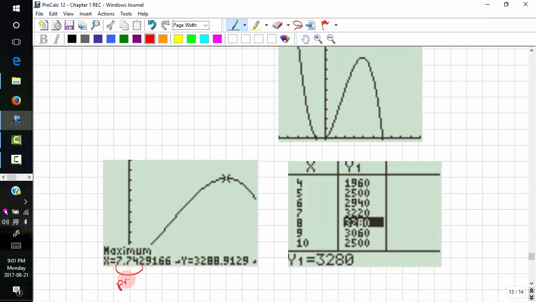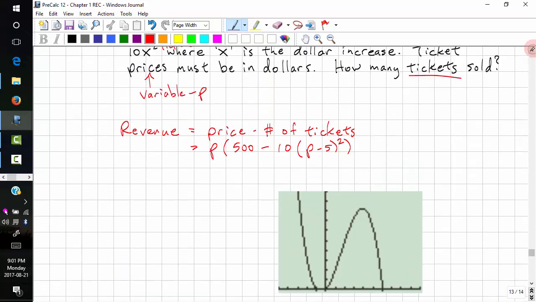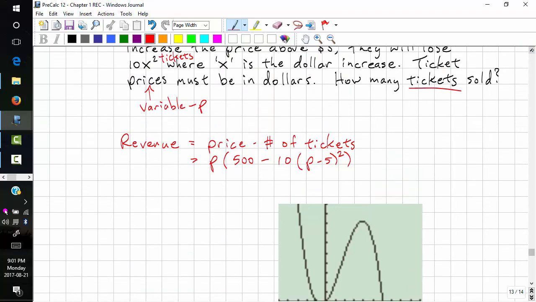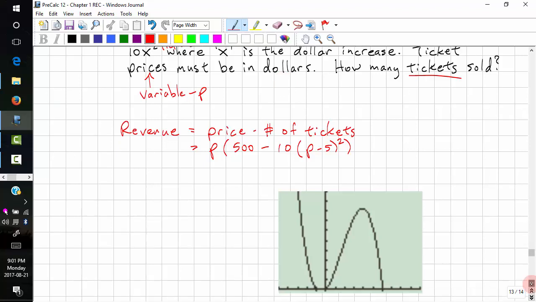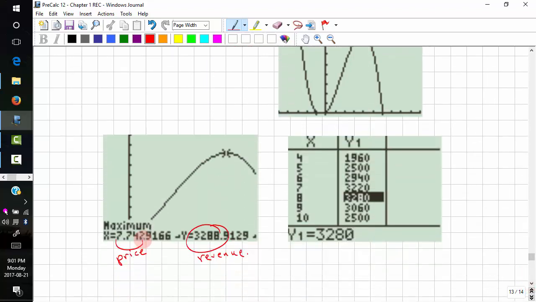This is price. This is revenue. Okay, that's a starting point. So prices must be in dollars. So 7.74 is not an answer.